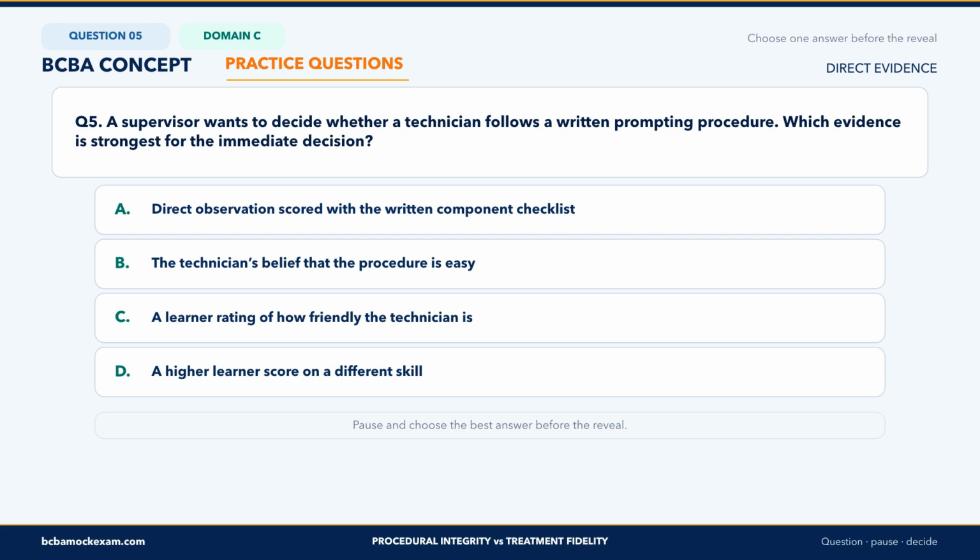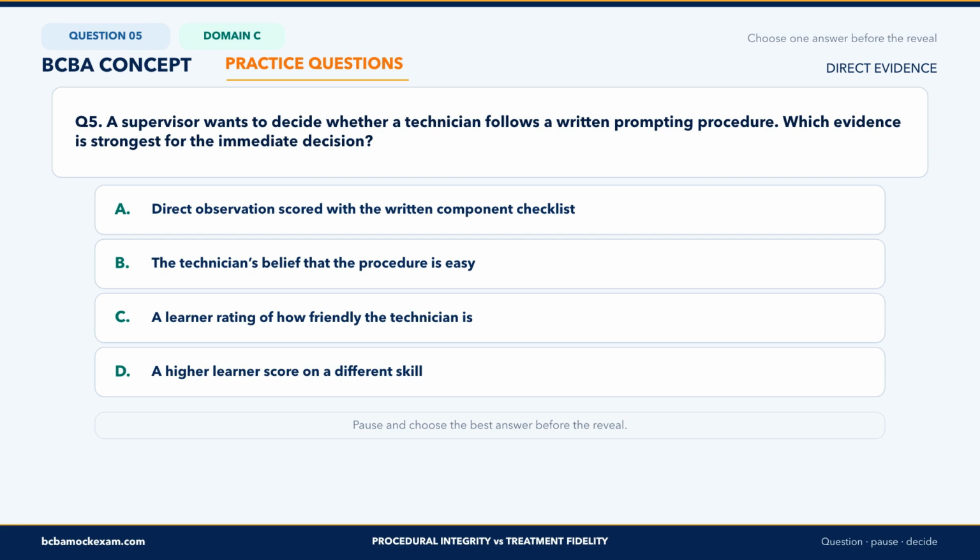A supervisor wants to decide whether a technician follows a written prompting procedure. Which evidence is strongest for the immediate decision? A. Direct observation scored with the written component checklist. B. The technician's belief that the procedure is easy. C. A learner rating of how friendly the technician is. D. A higher learner score on a different skill.